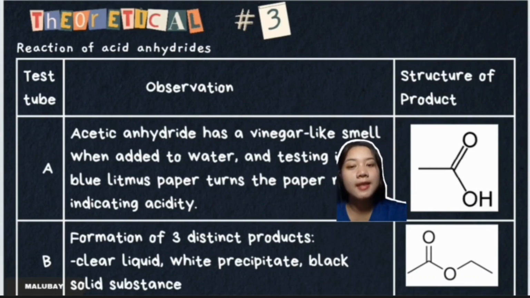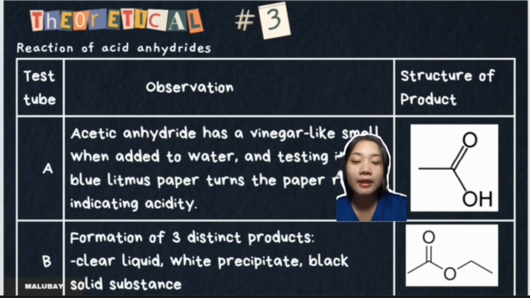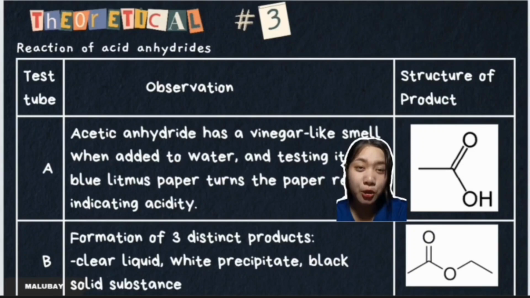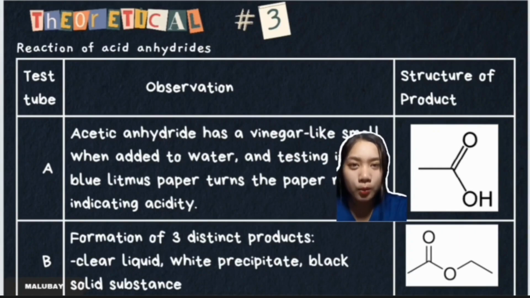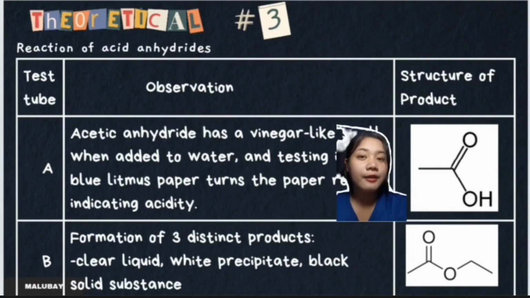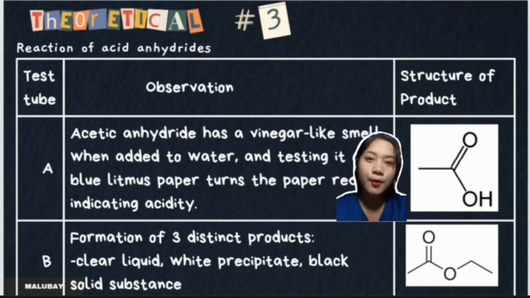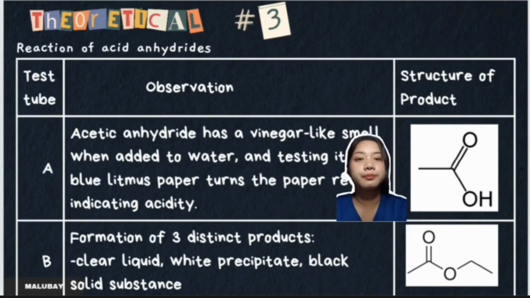The next is test tube B with ethanol. This is immersed in an ice water bath, compared to the warm water bath. We immersed it in an ice water bath, and then treated it with 1 ml of acetic anhydride followed by 1 ml of sodium hydroxide solution. So these are the observations.